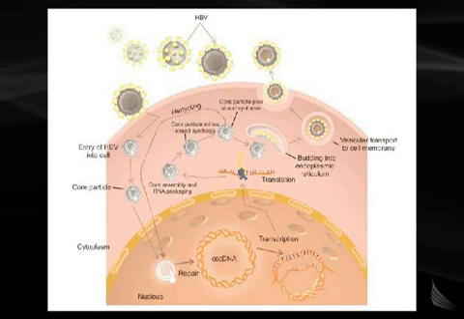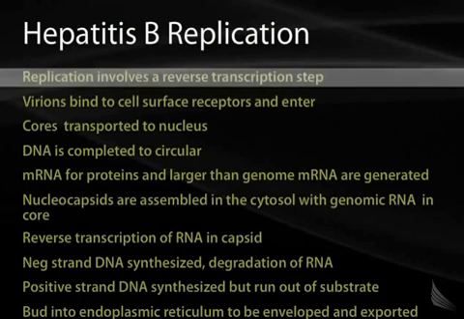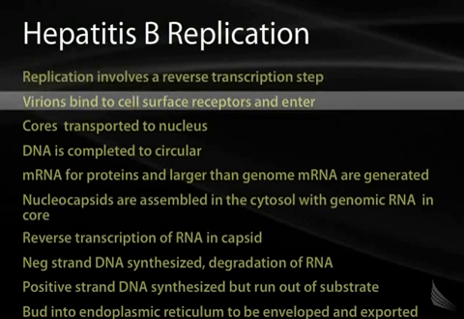Then you get core assembling and RNA packaging, and you get everything ready, and then you bud into the endoplasmic reticulum. Then a vesicle takes the transport to the cell membrane where it's released to go and infect other cells. Hepatitis B replication involves a reverse transcriptase step. The virions bind to the cell surface receptors and enter.